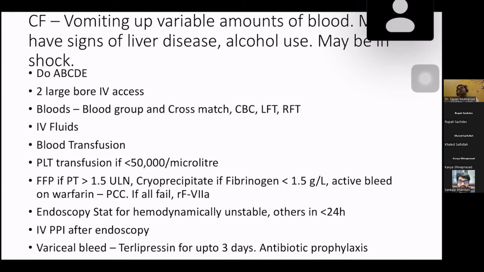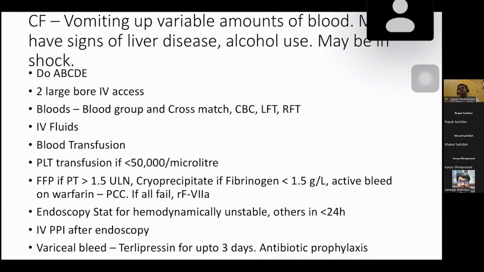But suppose you're having a lot of patients who are queued up for endoscopy. In that case, you send the ones who are hemodynamically unstable first. Others should get it within 24 hours. But ideally, you send them as soon as possible. So once they perform the endoscopy, they'll get to see what the pathology is.